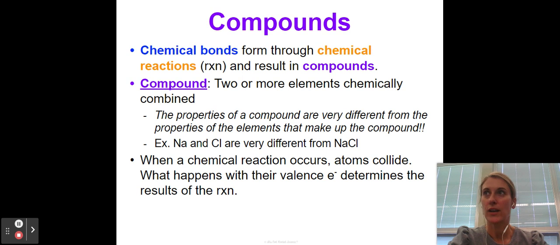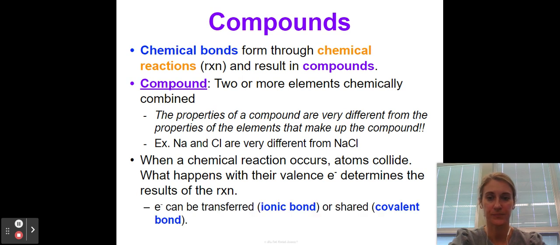So when a chemical reaction occurs, the atoms collide, and what happens with their valence electrons determines the results of the reaction. They can either be transferred, such as in an ionic bond, or shared, like in a covalent bond.